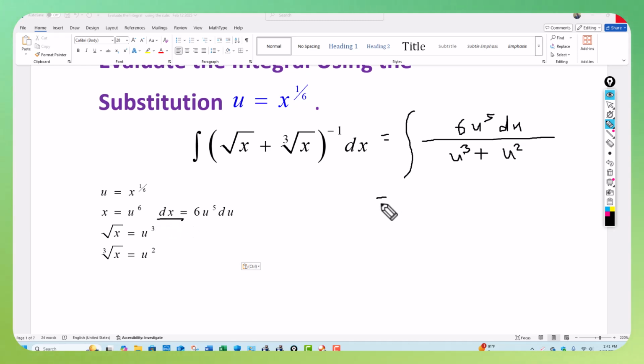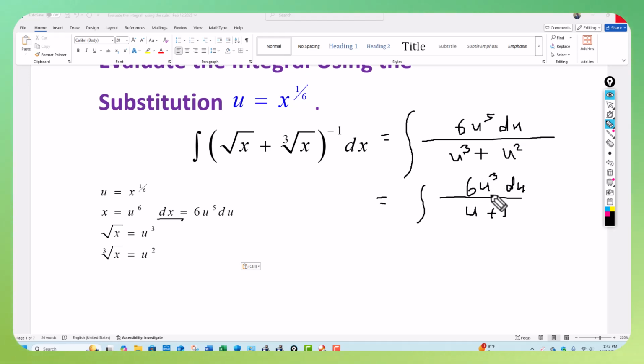Now let's simplify this integral. It takes the form of a rational expression. Notice I can take out a u squared from the denominator and divide it into the numerator. So the numerator will simplify into 6u to the 3rd du. And the denominator, because we factor out the u squared, the u to the 3rd becomes u. So this is u squared times u plus 1, but we divide the u squared into the u to the 5th, and it simplifies to that. So the integral simplifies to 6u to the 3rd du over u plus 1.